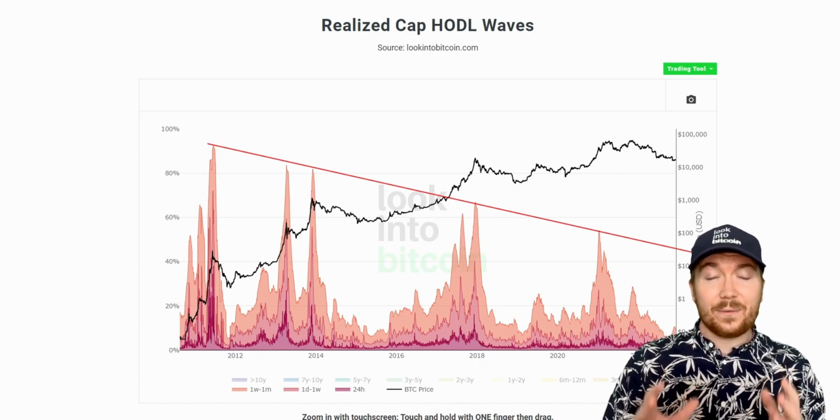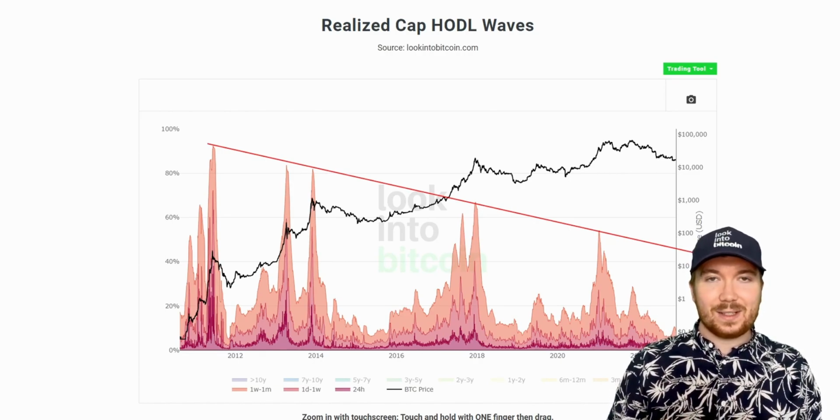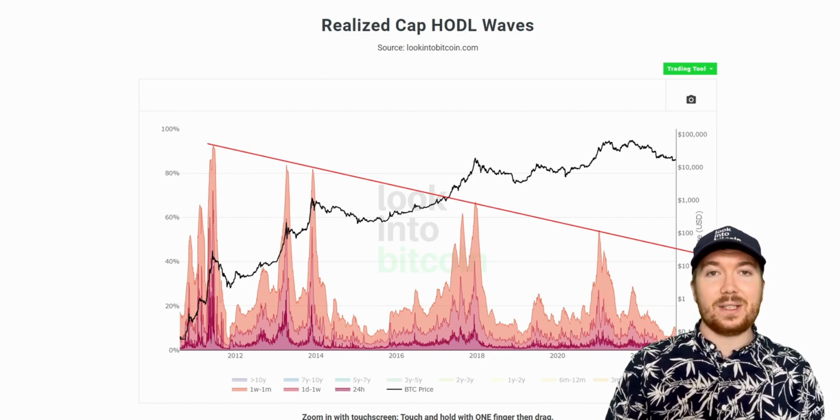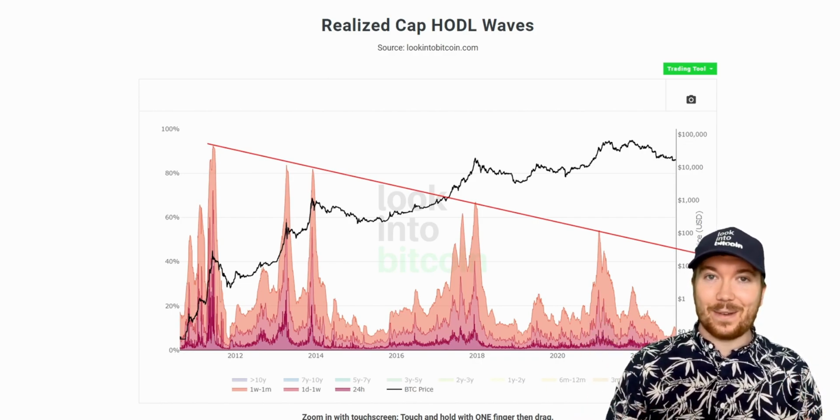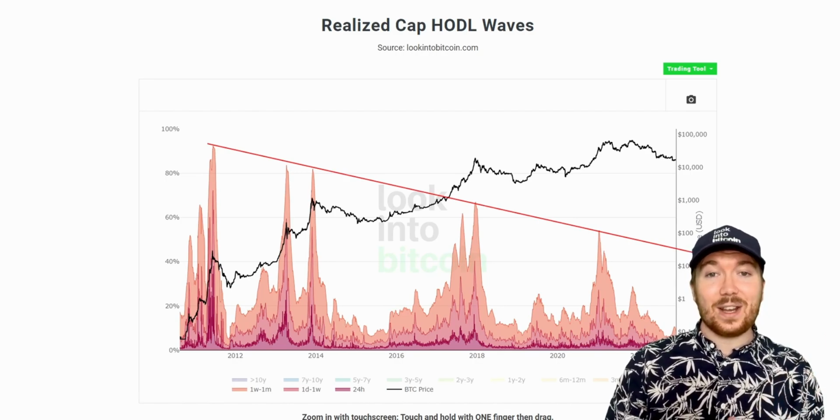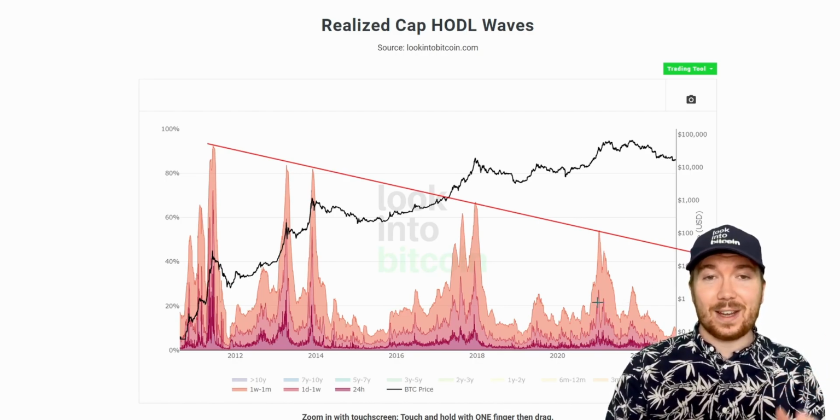But for a good and fairly accurate indication of when may be a good time to start taking some profit on your Bitcoin positions, especially in the next bull cycle, whenever that might happen, definitely check out the realized cap HODL Waves and definitely check out these smaller timeframe holding addresses.